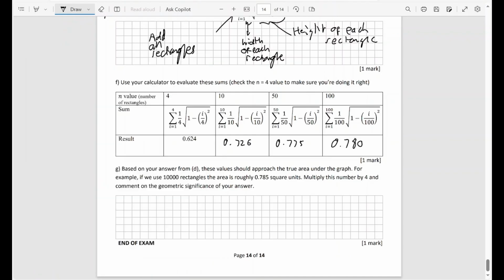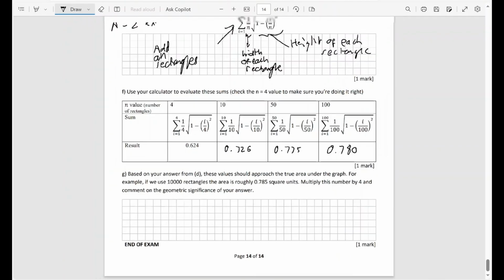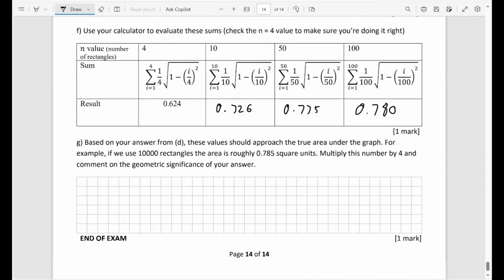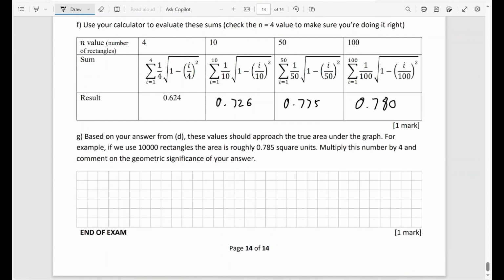All right, so it looks like that area is approaching the actual value, which is in the high 0.7s or something like that. You can see the first estimate's really bad, and then as we're getting more and more, we're actually getting to the true area. Now, based on your answer from D, these values should approach the true area under the graph. For example, if we use 10,000 rather than 100, we get 0.785.